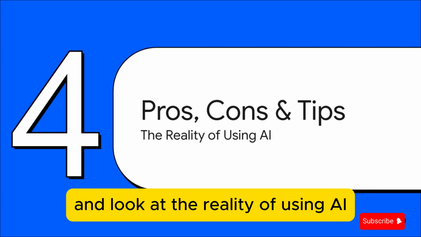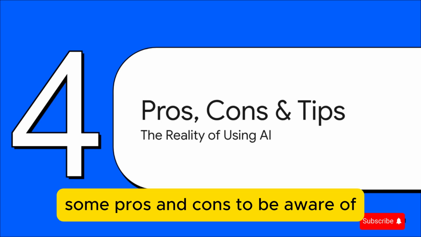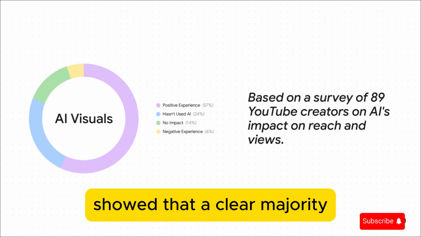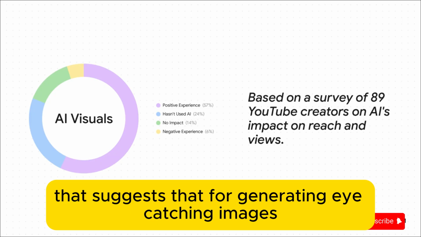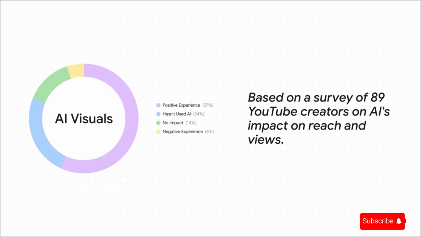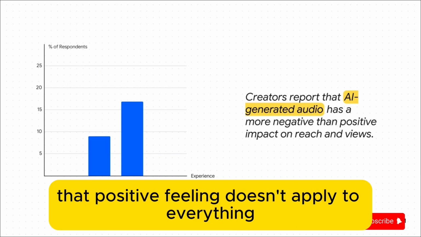But you know, this isn't a perfect magic tool, so let's get real for a minute and look at the reality of using AI in your creative process, because there are definitely some pros and cons to be aware of. Check this out. A recent survey of nearly 90 creators showed that a clear majority, over 57%, had a positive experience using AI for visuals like thumbnails. That suggests that for generating eye-catching images, AI is already proving to be a super valuable assistant.